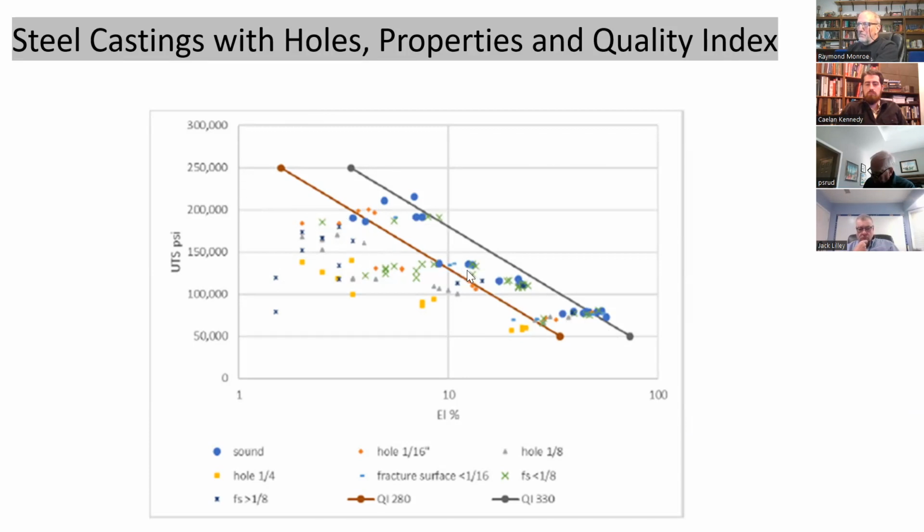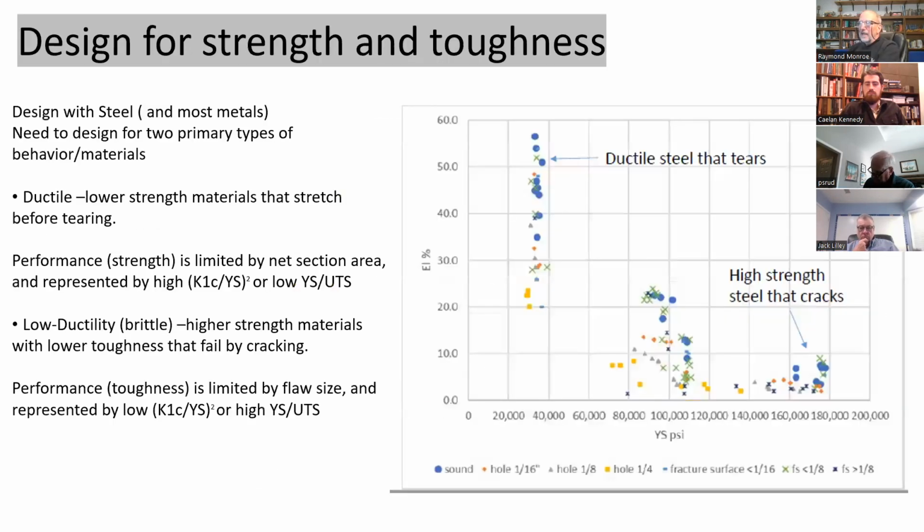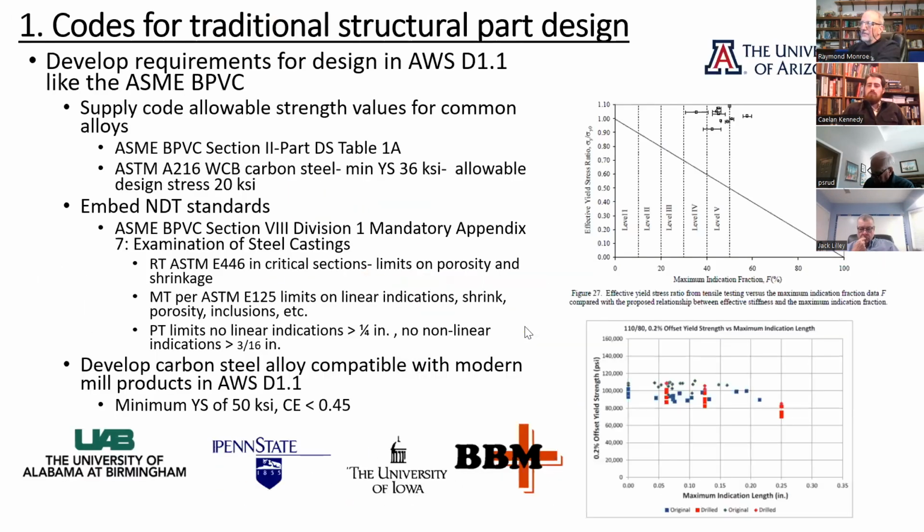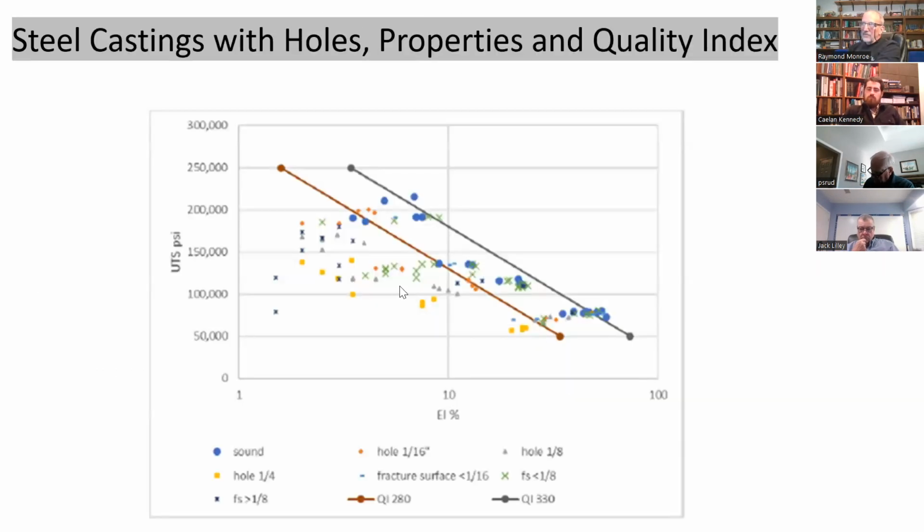So you can see almost immediately with holes that you see a real reduction in that quality index, which makes sense because that's exactly what this says. All you're seeing is no change in the ultimate tensile strength. You're just seeing a dramatic reduction in the elongation. And that's all this is saying, is that your quality index goes down dramatically because you get almost no change in the ultimate tensile strength, but your ductility drops dramatically.